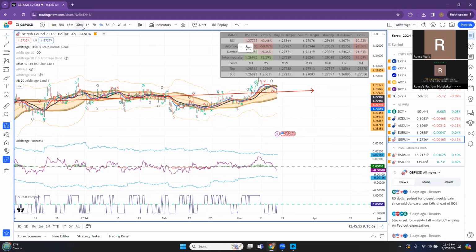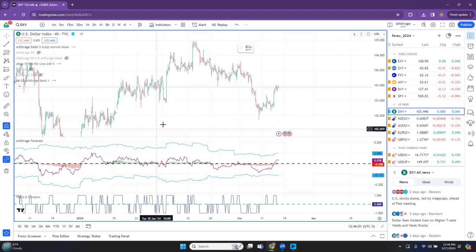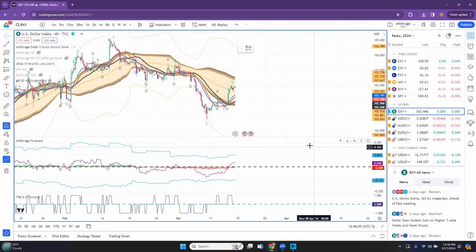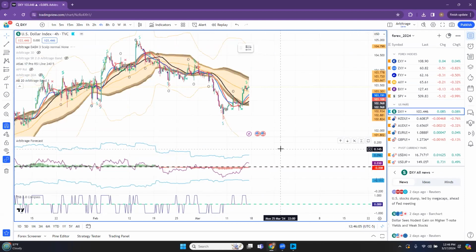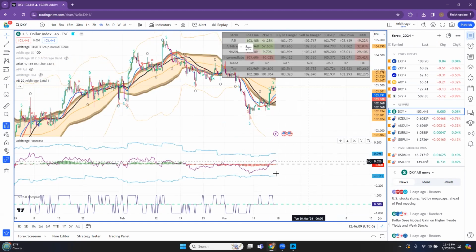We're going to start in the Forex market this time. So let's take a look there. We're going to start with the dollar. The forecast indicator lets us know where everything's going, so that we know we are going in the right direction.